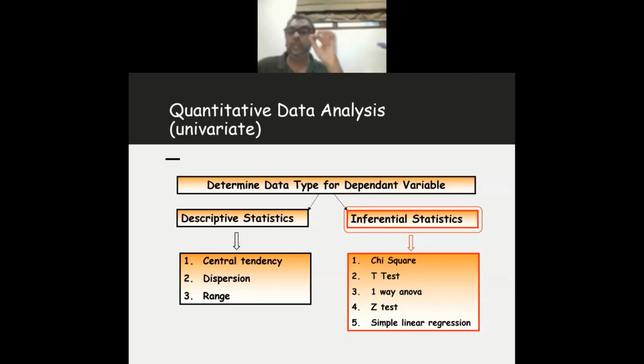Next, determine what type of research you want to do. Sorry, what type of analysis you want to do. On the left hand side, descriptive? We have explained about this in the previous chapter. If you do descriptive, these are examples of the analysis that you can do. If you do inferential, then these are examples of analysis you can do. Chi-square, t-test, one-way ANOVA, z-test, simple linear regression.